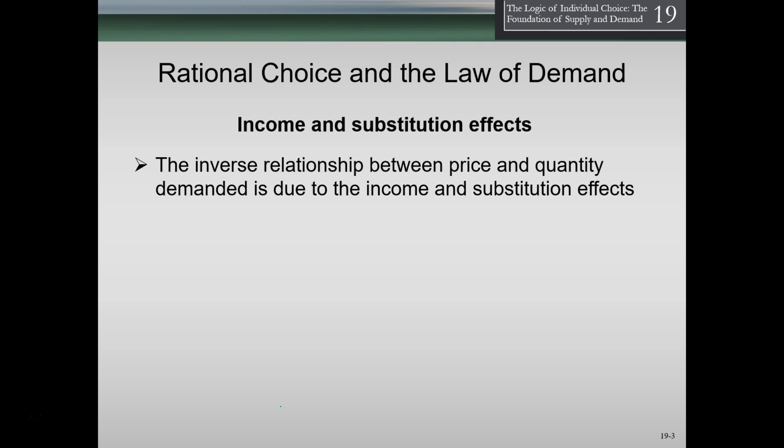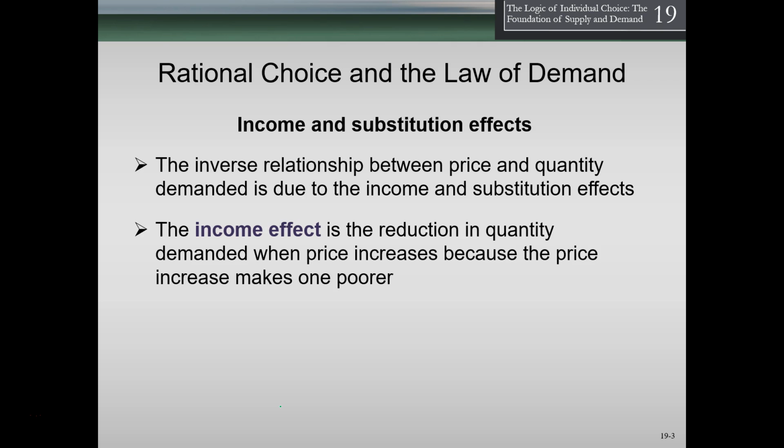Therefore, the inverse relationship between price and quantity demanded is due to the income and substitution effect. These are the two things that are basically driving this relationship on the demand curve between price and quantity demanded. So the income effect is the reduction of quantity demanded when price increases, because the price increase makes us poorer.